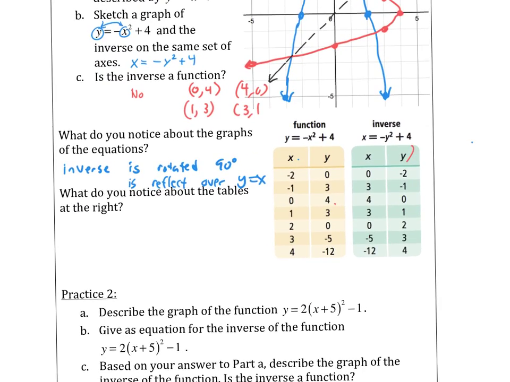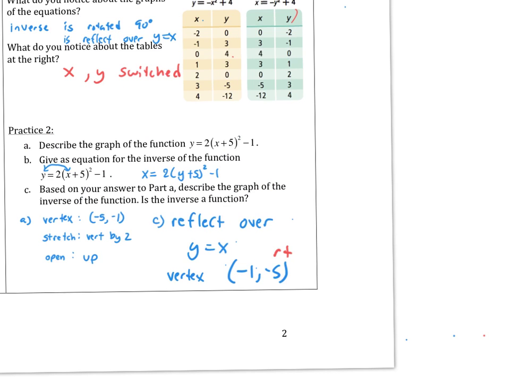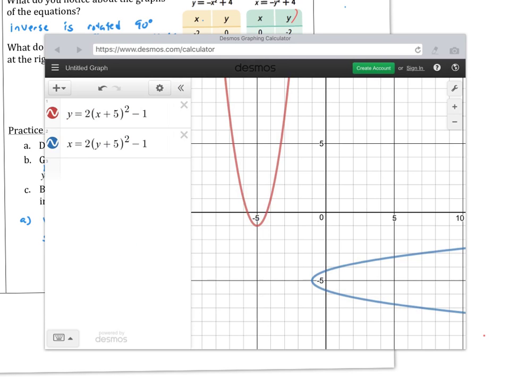Okay. And of course, in the tables at the right, the x and the y are switched, as we see. And that's what we did earlier. We switch these, we get our function here, we know where our vertex is. So again, all we do is switch our vertex there to tell me the vertex of this other graph. Since the original function opens up, this one's going to open right. Since our stretch originally was a vertical by 2, this one's going to be a stretch horizontally by 2.